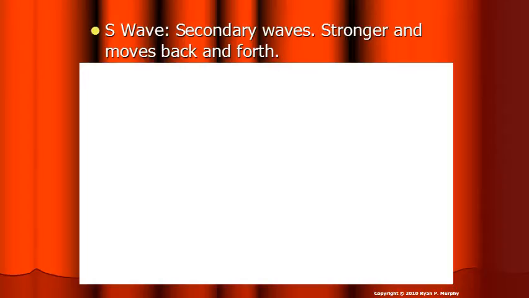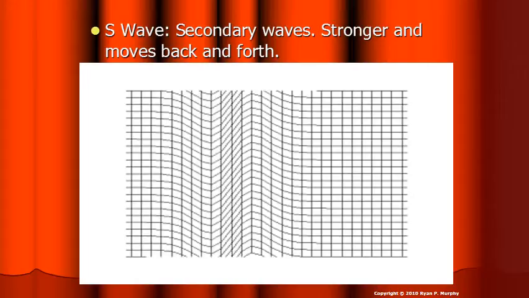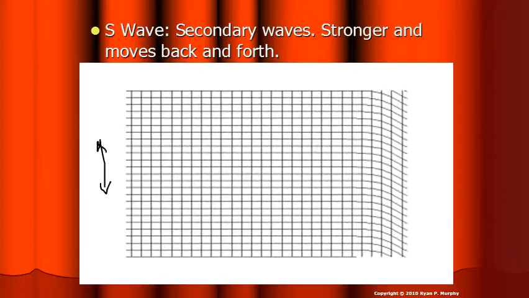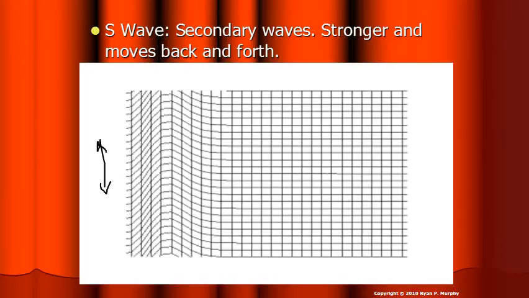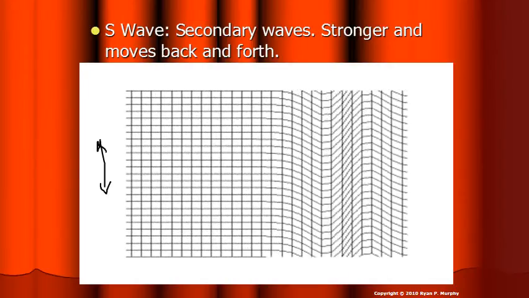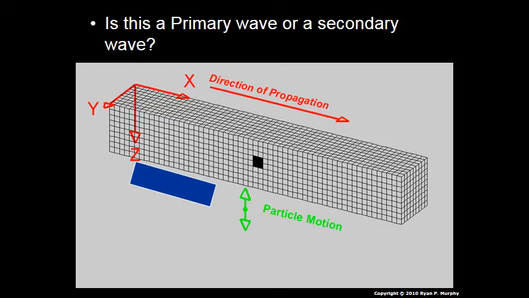Now, an S wave is the secondary wave, and these are the guys that get there second. These are stronger and they move back and forth like that. Like if you took a slinky and moved your hand up and down instead of in that direction that I was talking about before, you would get one of these S wave type of motions, and these are the really bad ones. So they have that kind of movement to them.